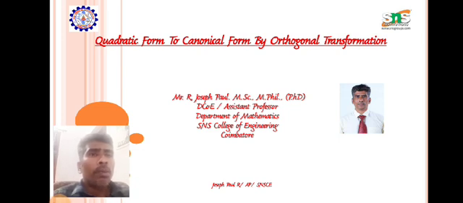And today we are going to discuss the quadratic form to canonical form by using orthogonal transformation. When we convert a quadratic form to canonical form by using the orthogonal property, we need to find the eigenvalues and eigenvectors of a matrix. Then we have to normalize. Then we find the canonical form of the matrix by using orthogonal transformation.